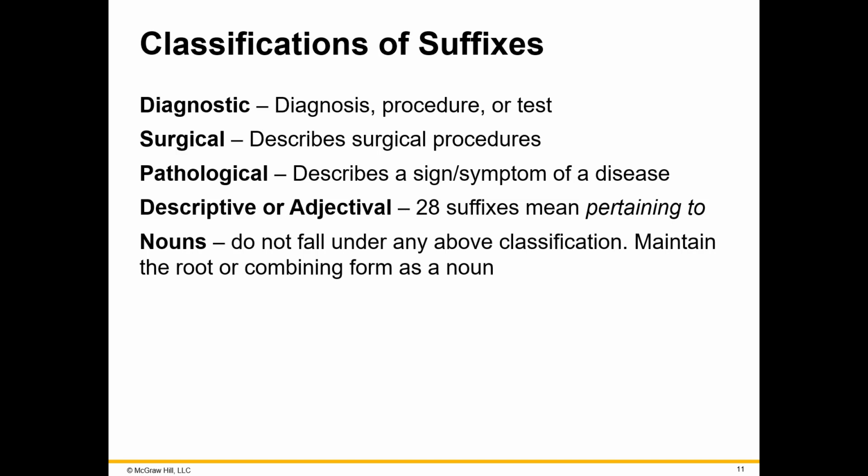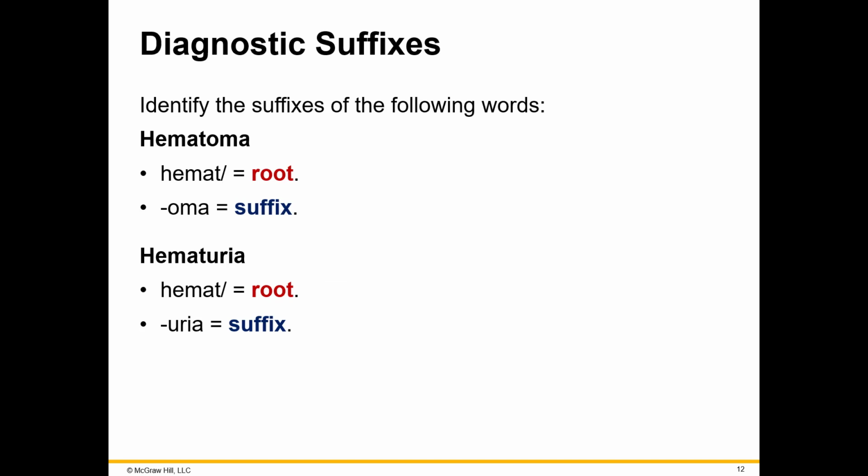There are 28 adjective suffixes that mean pertaining to. You will see many of these. For nouns, several suffixes do not fall under any of the above classifications, but maintain the root or combining form as a noun. Right? Diagnostic suffixes. In this example, hematoma means a collection of blood in a tissue.